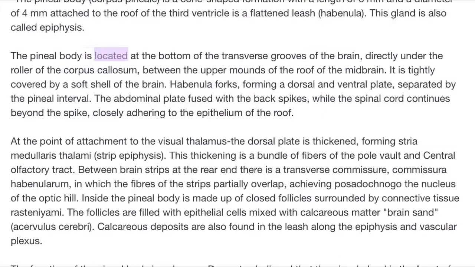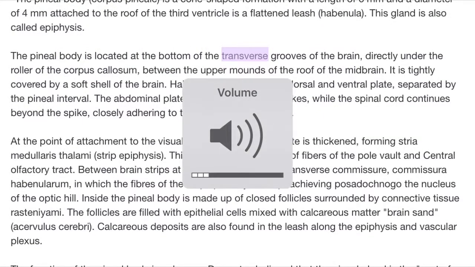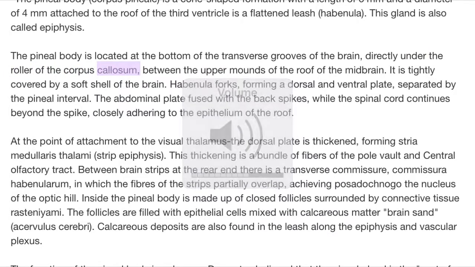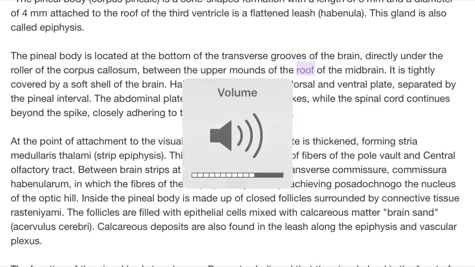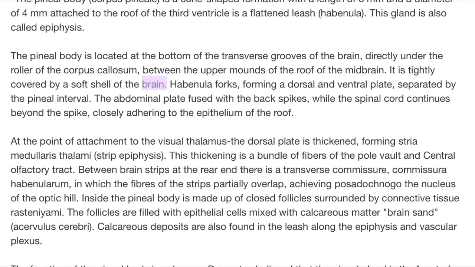The pineal is located at the bottom of the transverse grooves of the brain, directly under the roller of the corpus callosum, between the upper mounds of the roof of the midbrain. It is tightly covered by a soft shell of the brain, the pineal folds, forming a dorsal and ventral plate, separated by the pineal interval, the ventral plate fused with the back spikes, while the spinal cord continues beyond the spike, closely adhering to the epithelium of the roof.